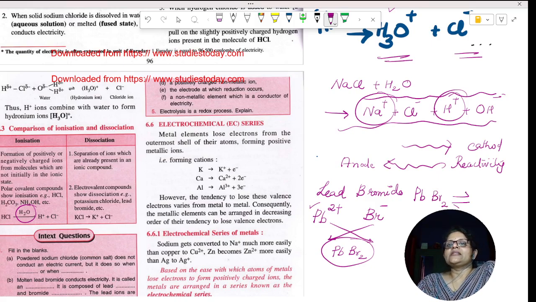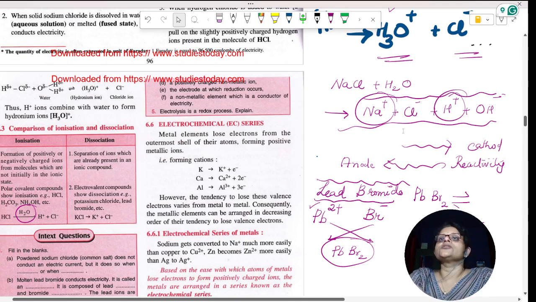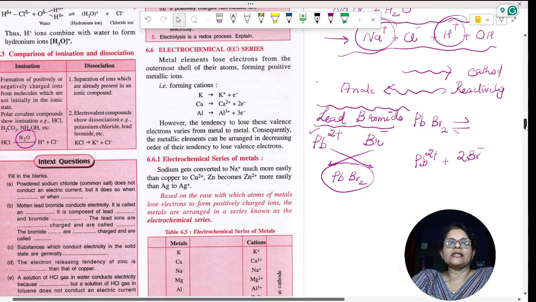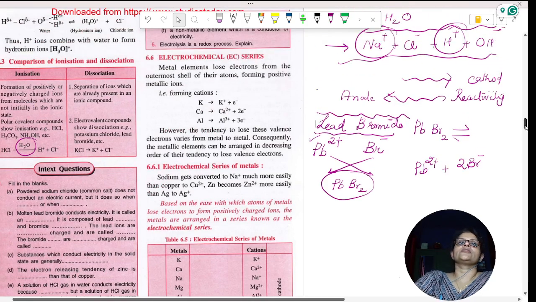When PbBr2 dissociates, we get Pb2+ and 2Br-. So that is how lead bromide dissociates. Later in this chapter you have to study the electrolysis of lead bromide. From that point of view, it is very important to know the chemical formula and the valency, how it will get ionized and which ion will go to which electrode.